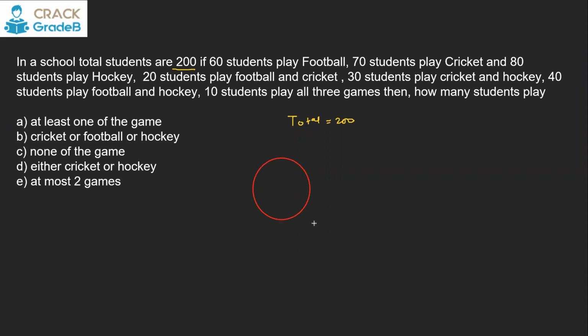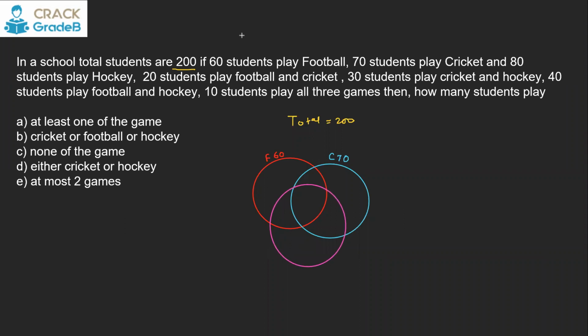60 students play football. So let's say this circle represents the football players, which are 60 in number. We need to draw another circle here. 70 people play cricket. So this circle should have 70 people. And lastly, 80 play hockey. So this circle should have 80 people who play hockey.